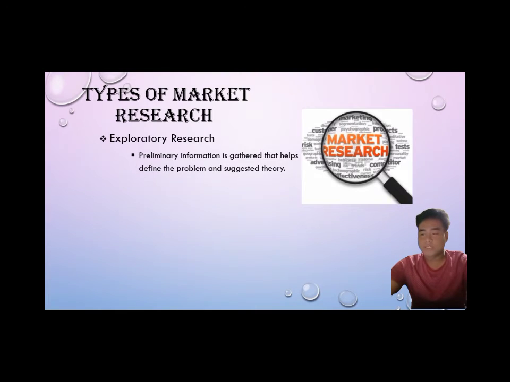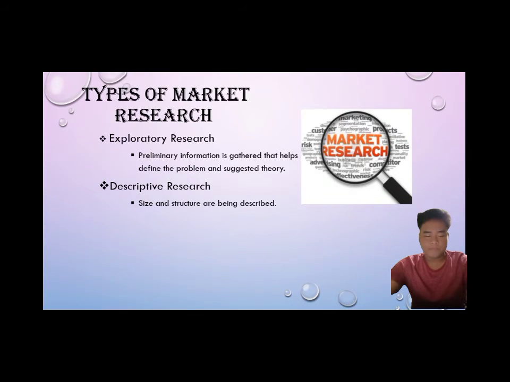Number 2. Descriptive research. Size and structure are being described.